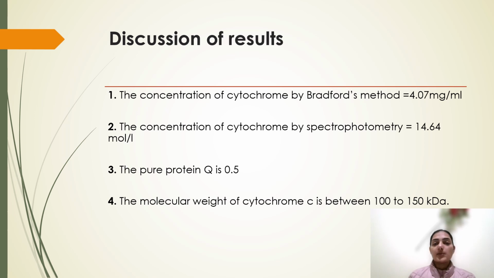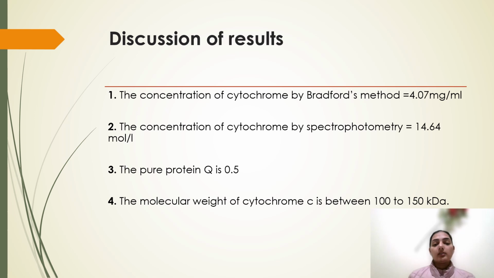Overall, this experiment is based on the extraction and purification of cytochrome C from baker's yeast, which includes various steps, that is cell lysis, washing and elution of the resin, precipitation with ammonium sulfate, and so on. In this experiment, the concentration of cytochrome C by Bradford's method is calculated as 4.07 mg per ml, and the concentration calculated by spectrometry is 14.64 mole per liter.